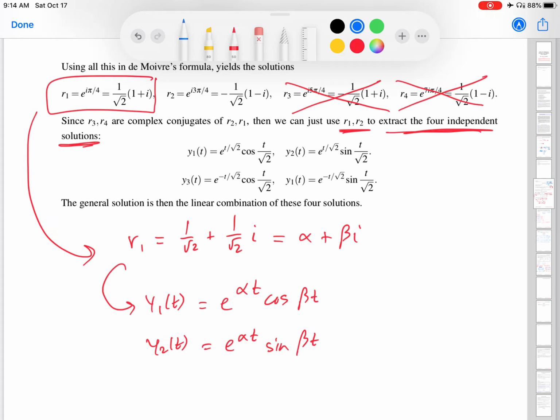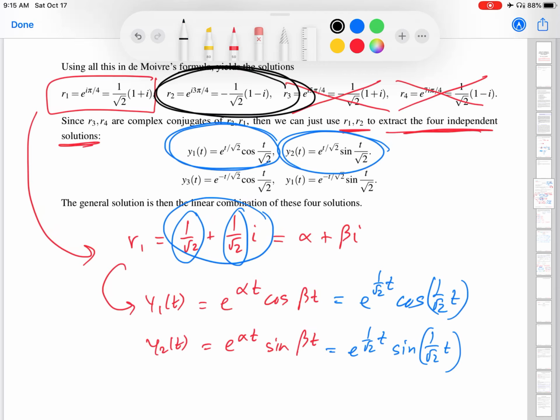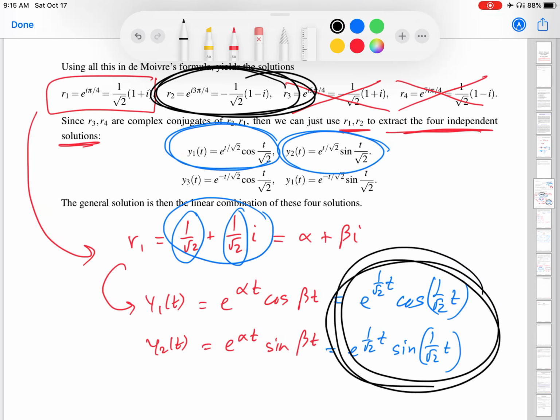So if I'm using this as my complex number, then I have e to the alpha t times cosine of beta, which is 1 over root 2, t. And then same thing, except it's a sine of 1 over root 2 t. So that explains up here this y1 and this y2. And then I would go back up here and use this second root R2 and write out very similar ones down here to these two to obtain this y3 and this y4.